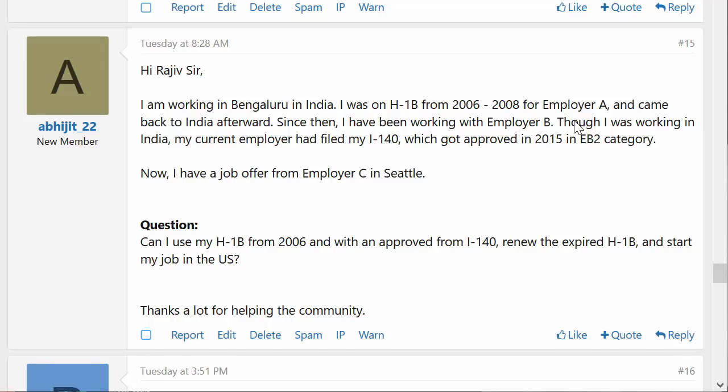Normally what happens is, if your H1 was approved within the last 6 years, you are not subject to the quota. Your H1 was approved more than 6 years ago.